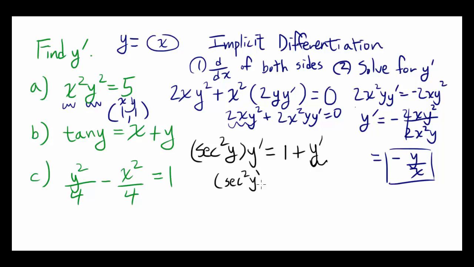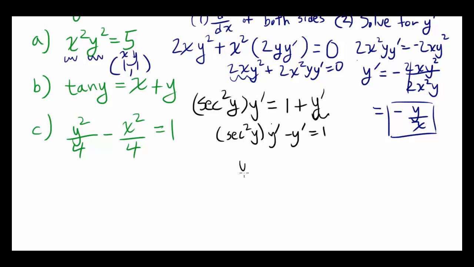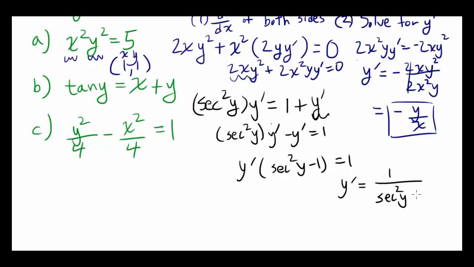Secant squared of y times y prime minus y prime is 1. Factor out y prime. y prime times (secant squared of y minus 1) is 1. And now you can divide both sides by secant squared of y minus 1 to find y prime. That's going to be the answer.